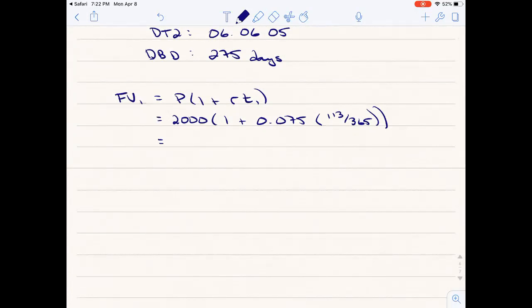I'll do it. 113 divided by 365 times 0.075 plus 1 times 2,000. 2,046.438356. So in money, it's 2,046.44.